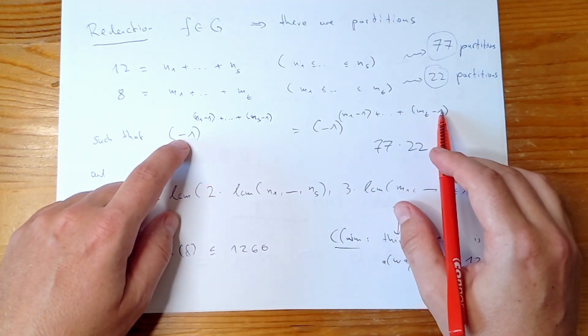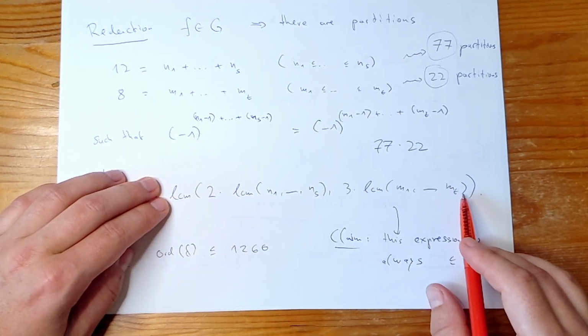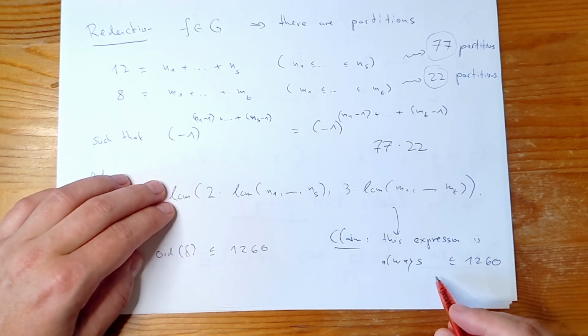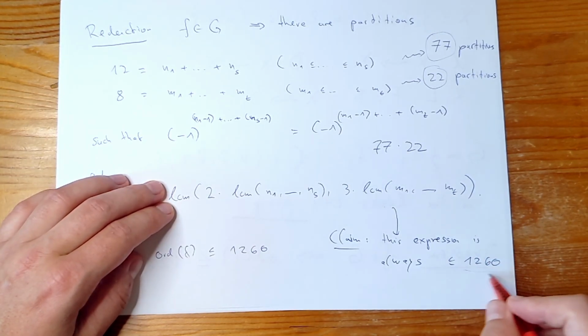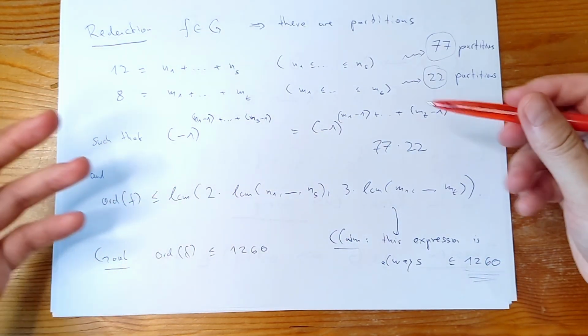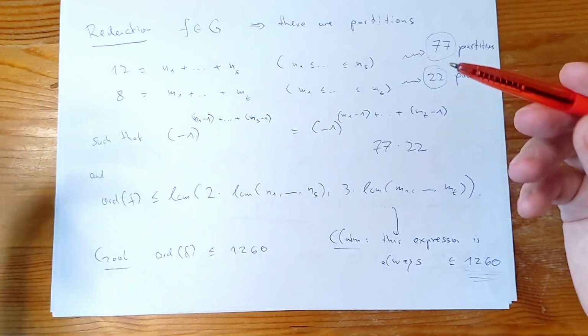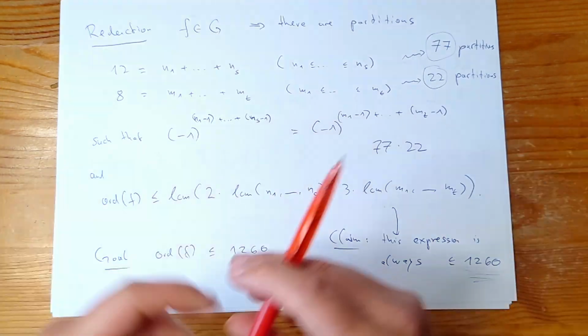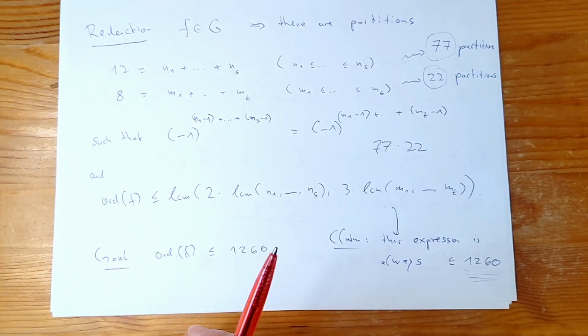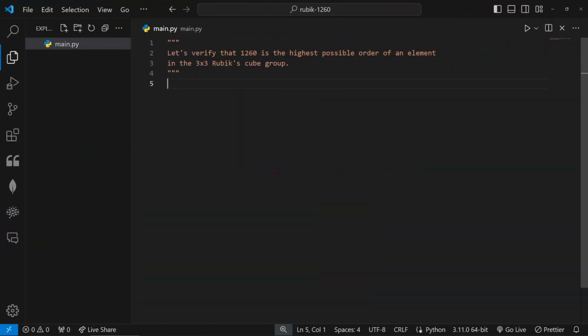Then we need to check this condition, and then we need to compute this expression and verify that it's at most 1260. And this is something which you don't have to do by hand, and probably you also don't want to do this by hand, right? It's better to write a small program for this, and this is what we do next in order to avoid any manual calculation here. Alright, then let's write some code.